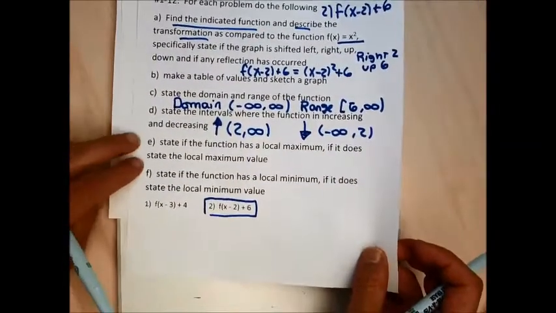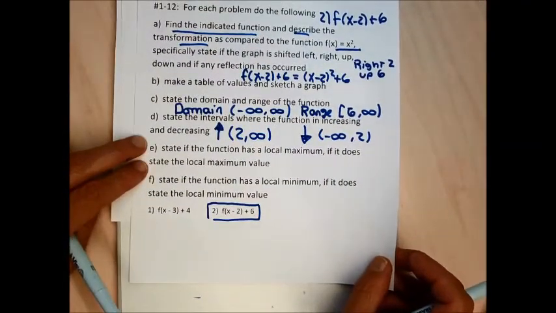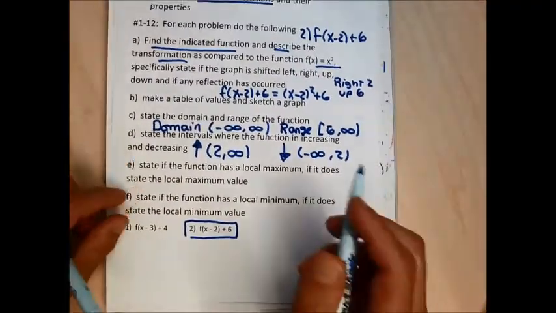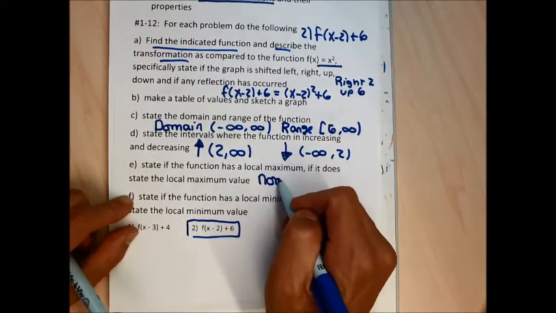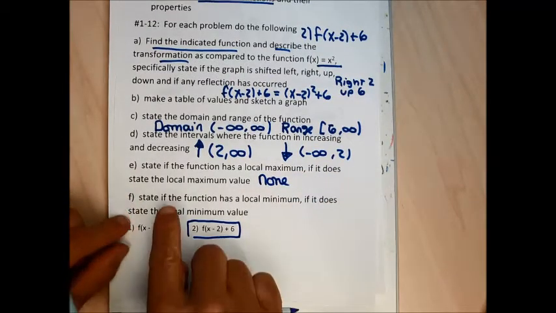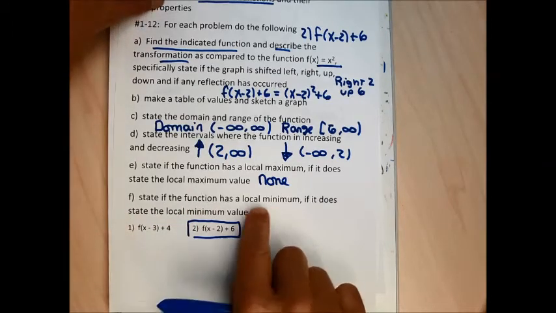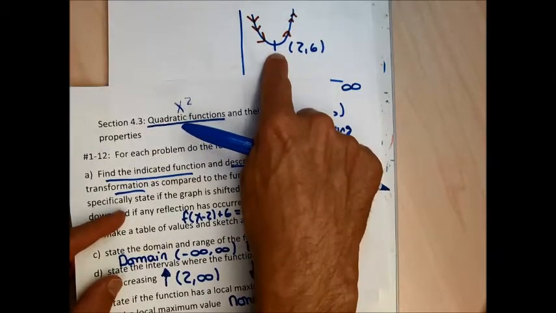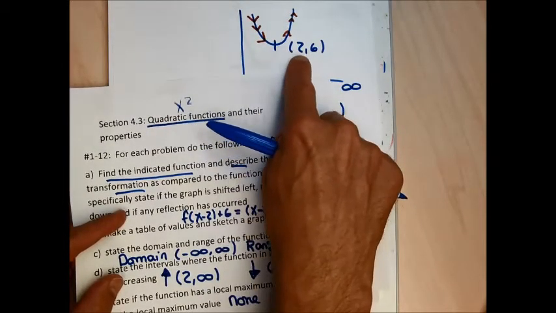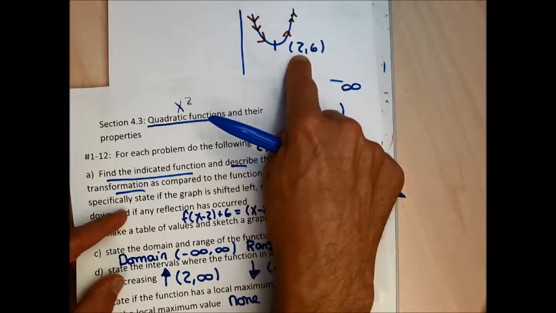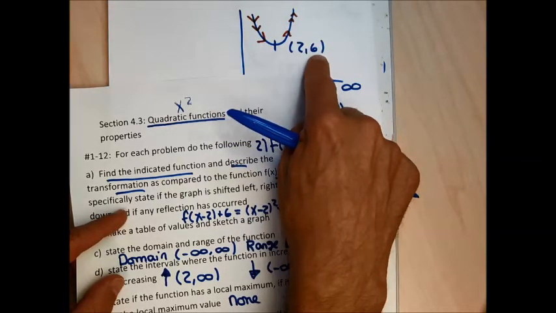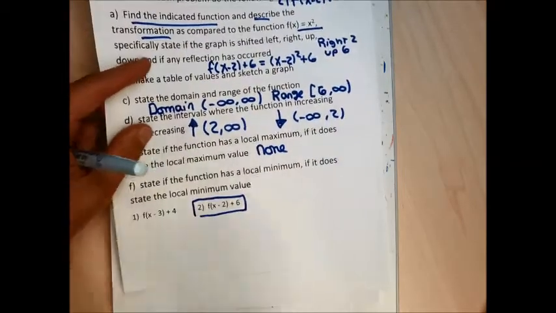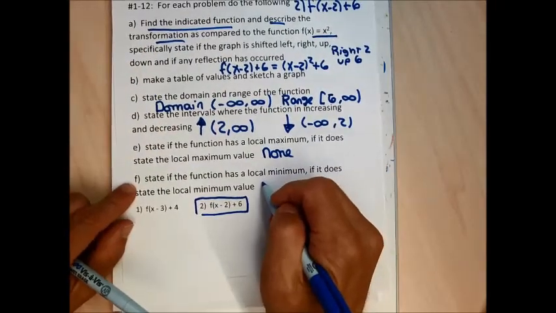For parts E and F, to state if this function has a local maximum, this one doesn't have a local maximum because the turning point's a minimum point. So it doesn't have a local maximum point. So I'm going to say it has no local maximum. And then I would state if the function has a local minimum and then state the local minimum value. There's a local minimum at that point right there. And I'm going to write this answer nicely. I'm going to say a local minimum occurs at x equal to 2. And the local minimum value is y equal to 6. We always split the x and the y when we're talking about maximum or minimum points. So when I go to write part E, F, there's a local minimum.